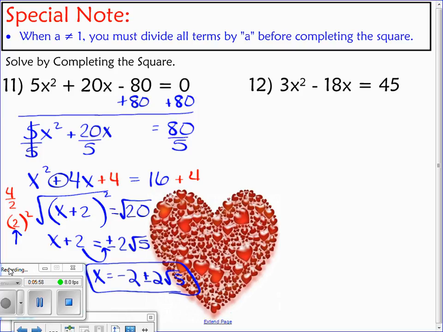All right, so number 12. What do you want to do first? Good. We already have the c moved to the other side, but we need to divide everything by 3. If you have an a, we have to get rid of that. So x squared minus 6x equals 15. Okay, and what? Good. My 6 divided by 2, squared. So add it to both sides.